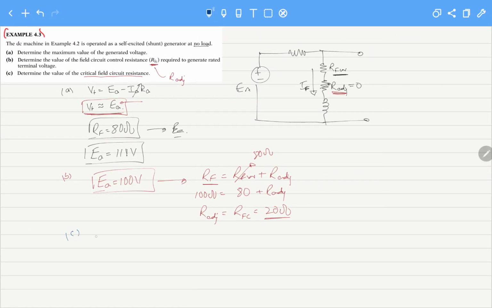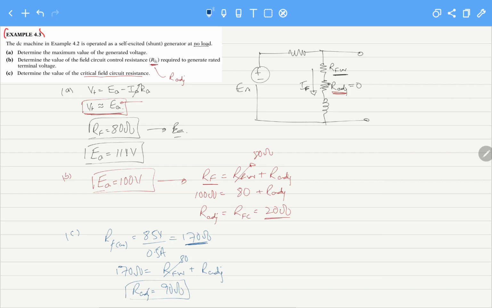So for part C, for the critical field resistance value, RF critical from the curve is 85 divided by 0.5 amperes, and this becomes 170 ohms. So this 170 ohms is equal to the field winding resistance plus the R adjustable resistance. So R adjustable becomes, with 80 ohms internal, 90 ohms.